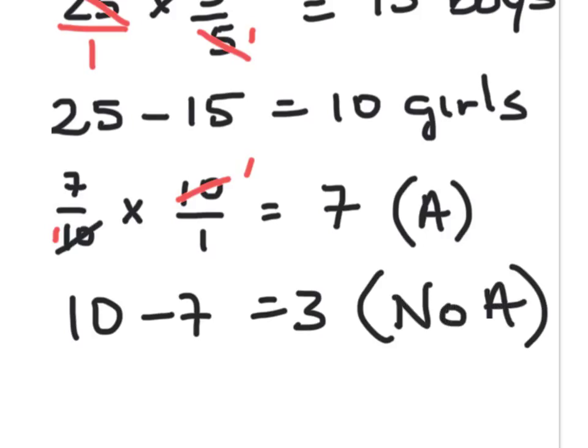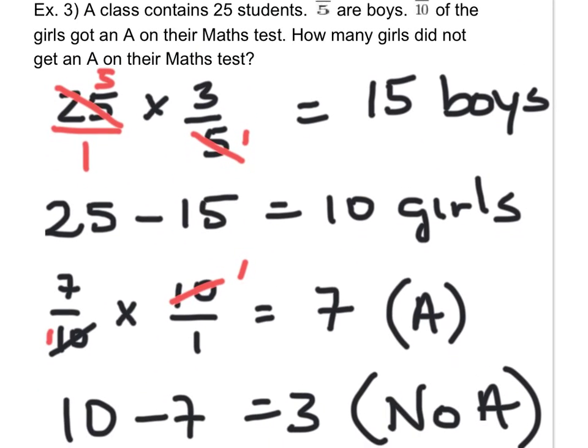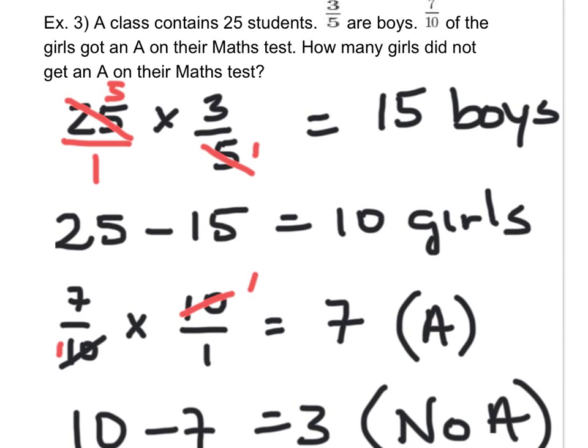Alright? It's not that difficult, I don't think. First you worked out the number of boys, which we got by multiplying 25 by 3/5 is 15. Then we worked out the number of girls by subtracting the boys from the total amount. It left us with 10. Then we found 7/10 of 10, which is 7, and then what was left over was 3.